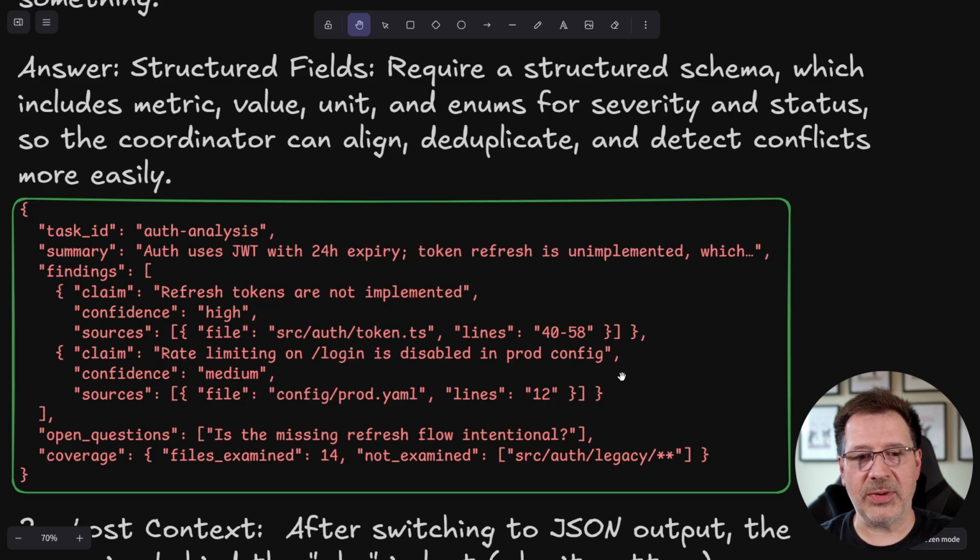And you can see in here we have several claims. We have a confidence level. We have a summary, which is that context, like how did you figure this out? We have coverage, which shows which files were examined. And we have even open questions.